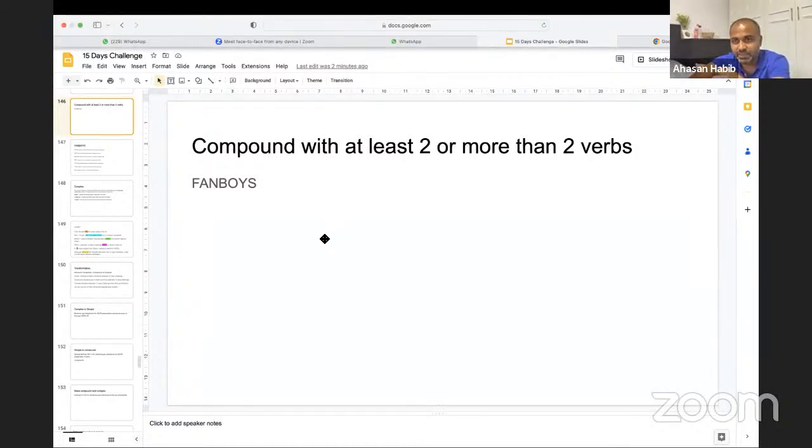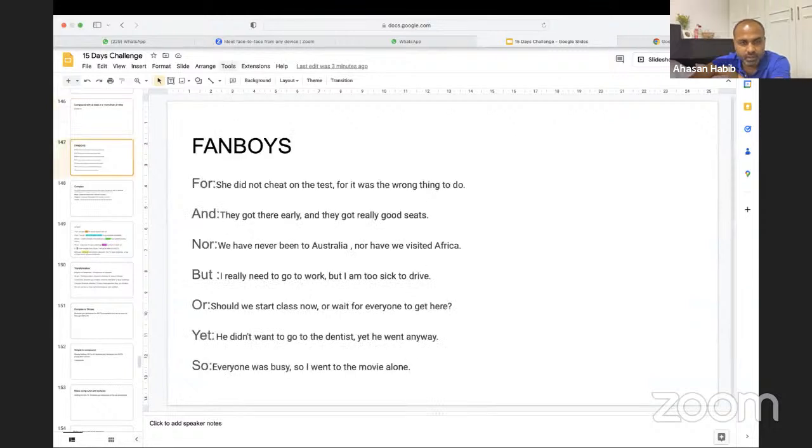Very quickly, please type in the chat box: fanboys, B-O-Y-S. Fanboys means for, and, nor, but, or, yet, so. These are the fanboys, right? For, and, nor, but, or, yet, so. Can you please type in the chat box?